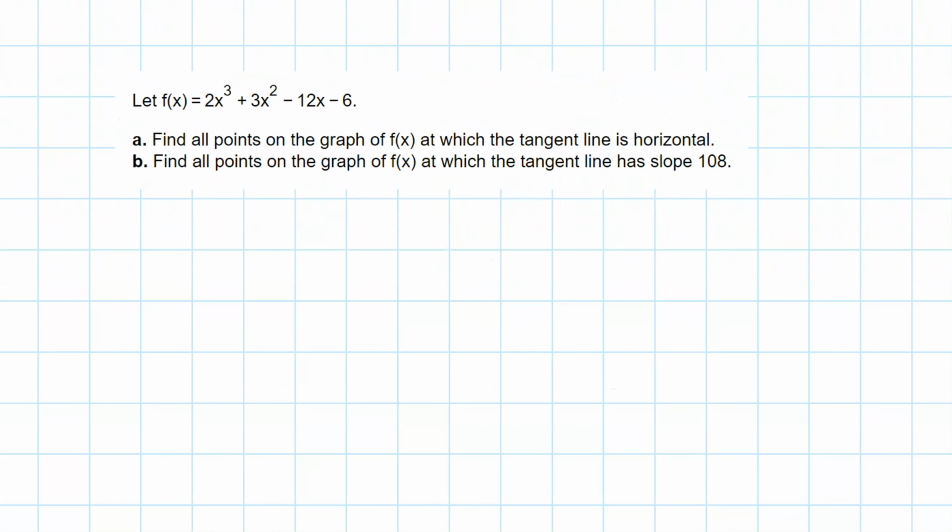Very similar, little different. So let f of x be 2x cubed plus 3x squared minus 12x minus 6. And we want to find all the points on the graph of f of x at which the tangent line is horizontal. And then we want to find all the points on the graph of f of x at which the tangent line has slope 108. So speaking about the slope of the tangent line is just fancy for f prime of x.